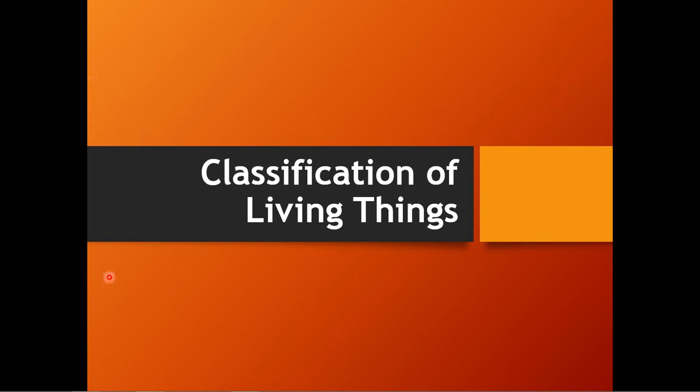Good morning everyone. So for today's science class, we're going to enter a new chapter called classification of living things. This topic is about the different kinds of living things in this world. How can we classify the living things into certain groups? And for your information, this topic is not included in your textbook.